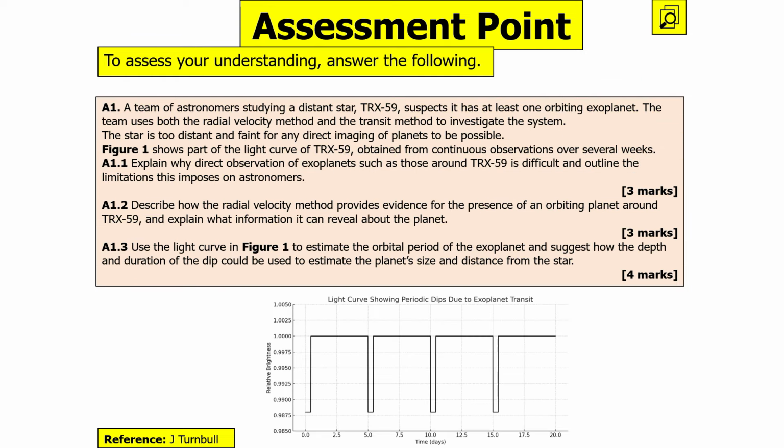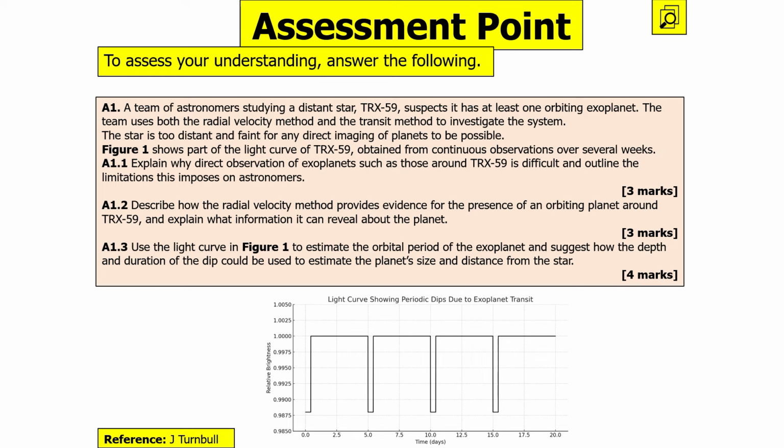A team of astronomers studying a distant star, TRX-59, suspects it has at least one orbiting exoplanet. The team uses both the radial velocity method and the transit method to investigate the system. The star is too distant and faint for any direct imaging of planets to be possible. Figure 1 shows the part of the light curve of TRX-59 obtained from continuous observations over several weeks.